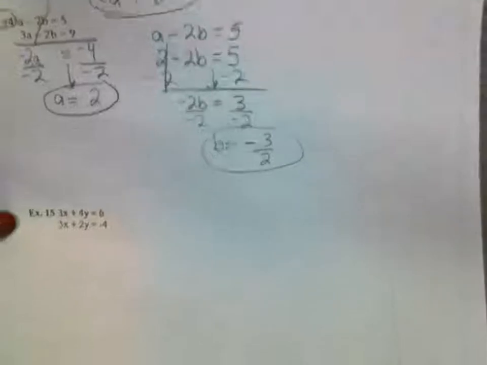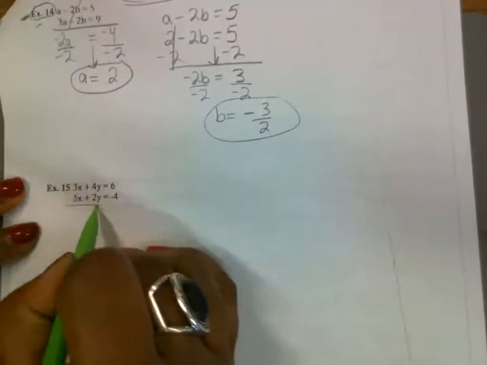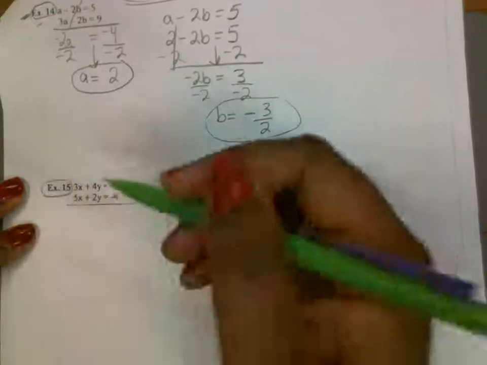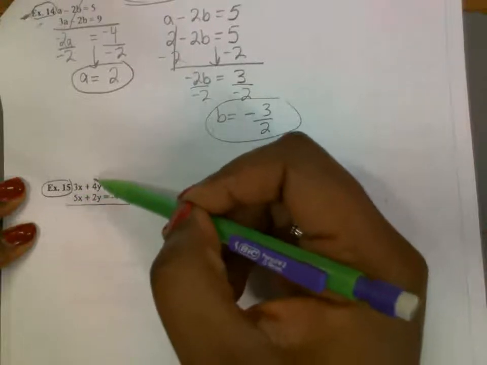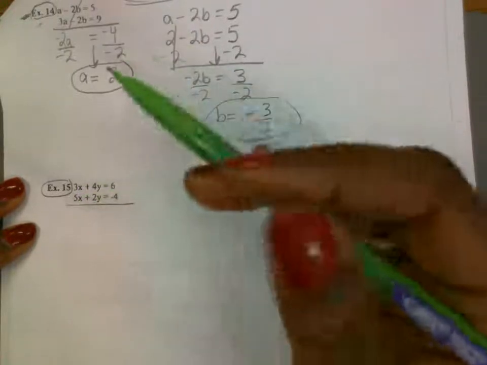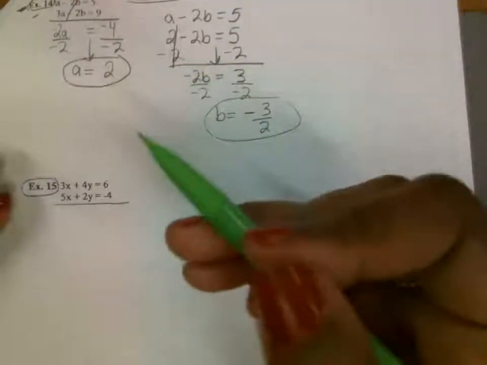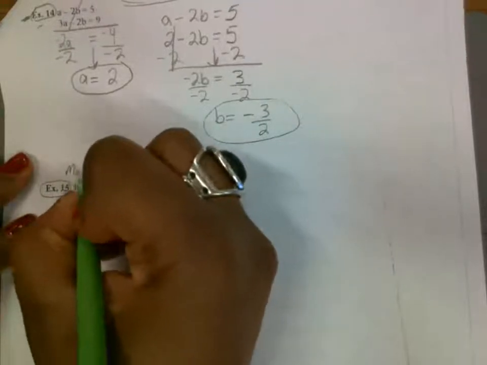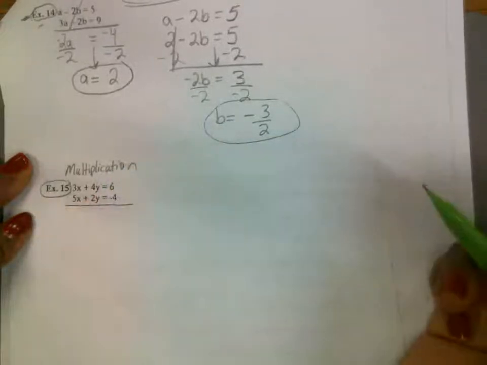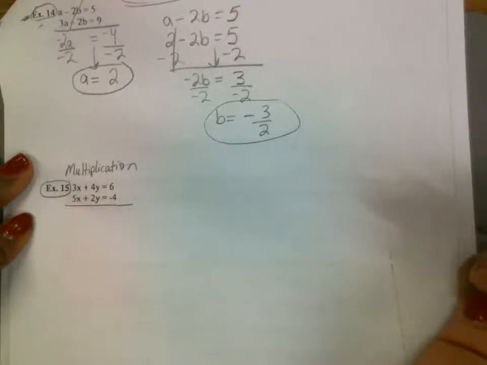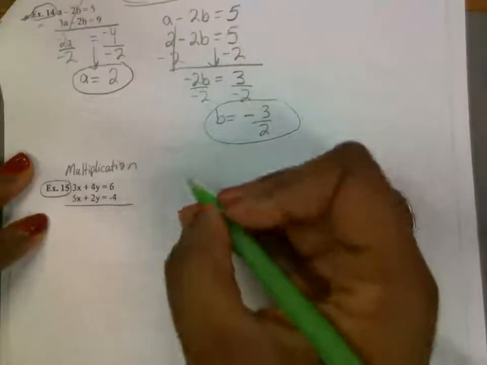All right, so now let's do elimination by multiplication. Always try addition or subtraction first. I cannot add or subtract to eliminate the x's. I cannot add or subtract to eliminate the y's either. This is how you know when addition and subtraction don't work, then you have to use elimination by multiplication.